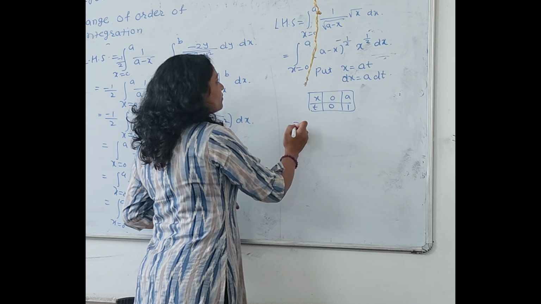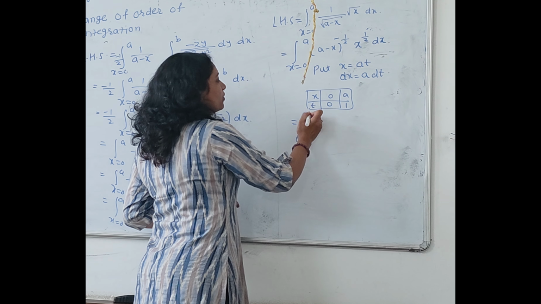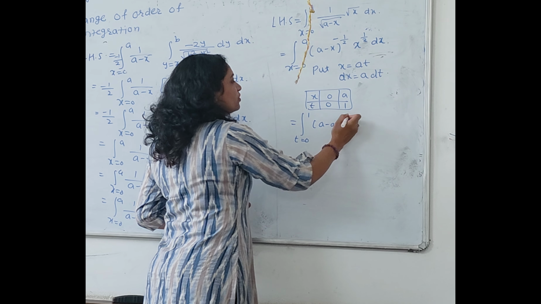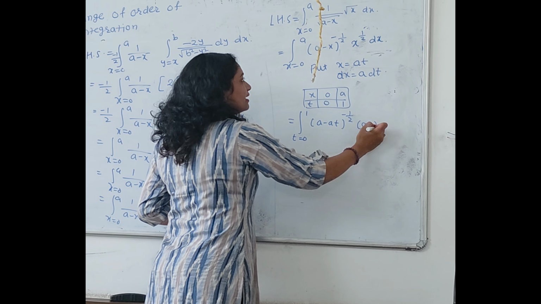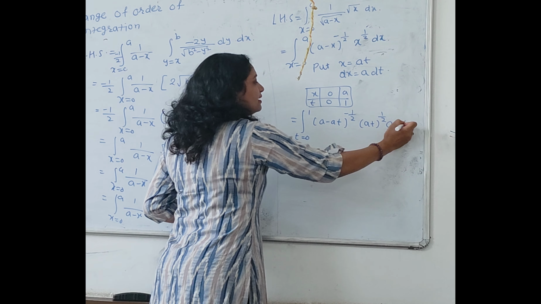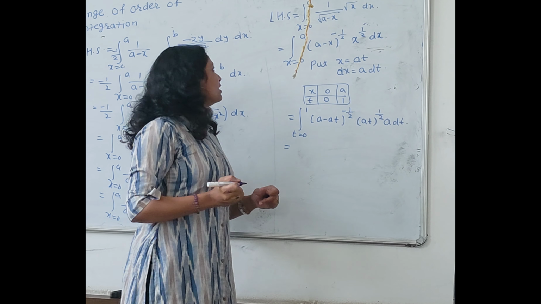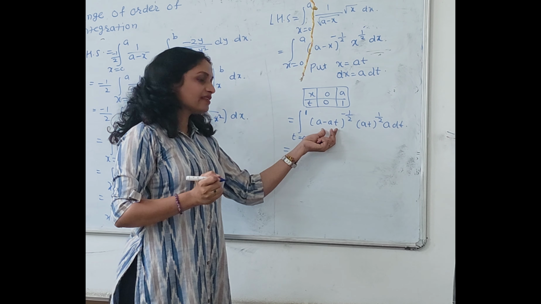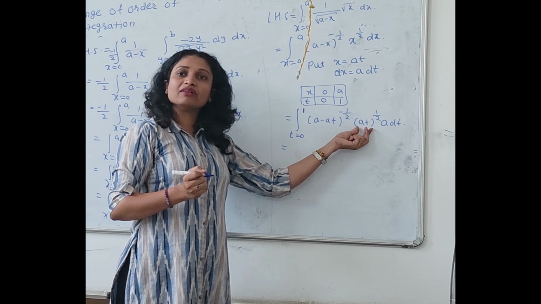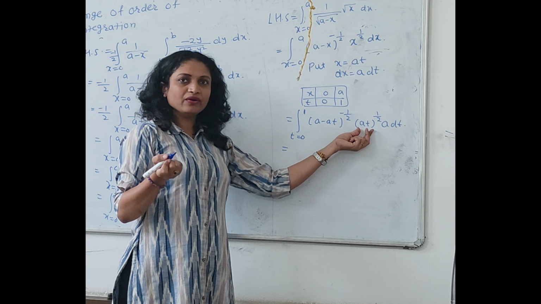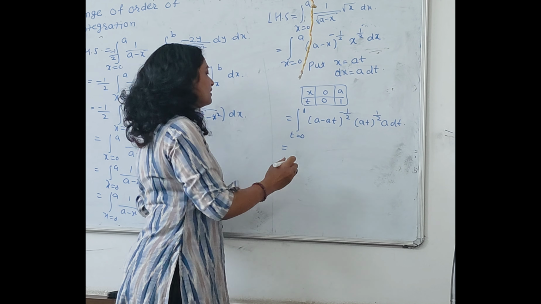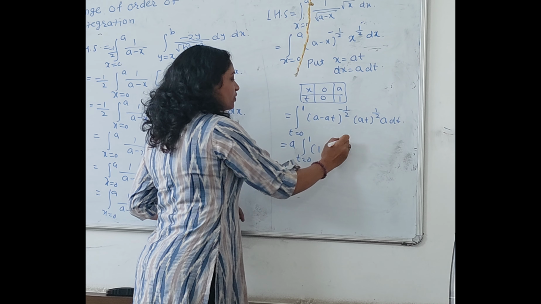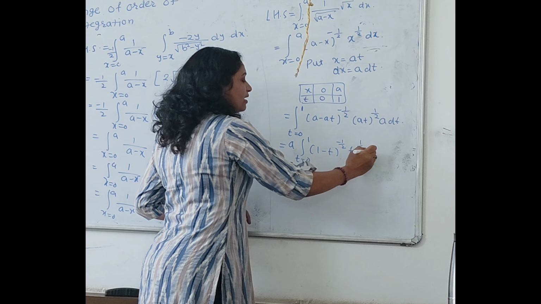Put the values there. So it will be t equals 0 to 1. a minus x means a minus at, raised to minus half, times at raised to half, times a dt. Take out common all the a's. a raised to minus half into a raised to half will be a raised to 0, and only one a remains here. And t is from 0 to 1, 1 minus t raised to minus half, t raised to half dt.